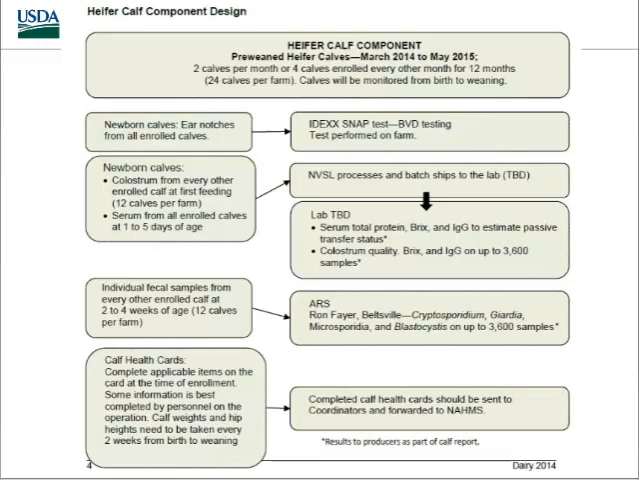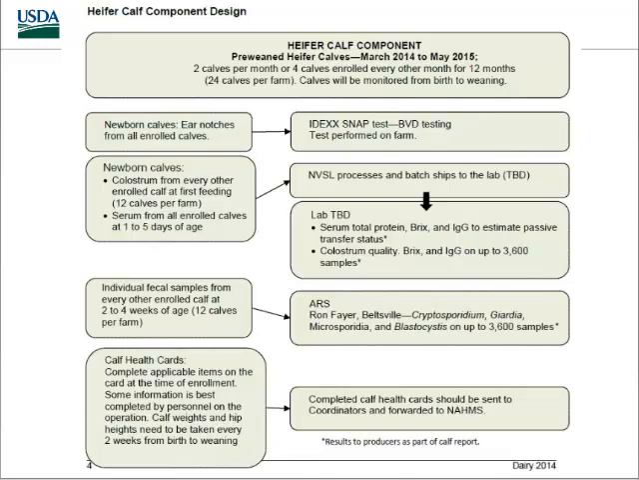Okay, so that's 7,200 calves. 3,600 of those would have a sample of colostrum collected. 7,200 would have serum. From half of those calves, so 3,600 calves, we're going to collect individual fecal samples at 2 to 4 weeks of age, and those are going to be evaluated for Cryptosporidium, Giardia, Microsporidium, Blastocystis.